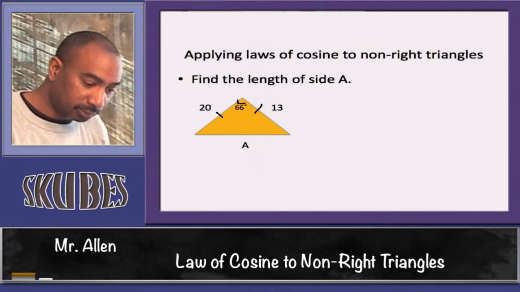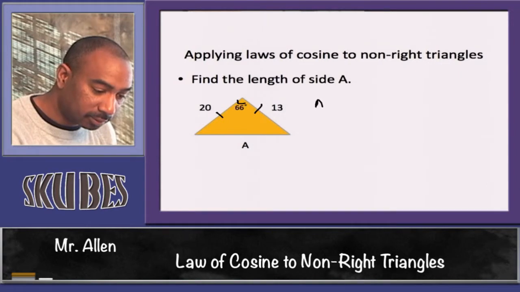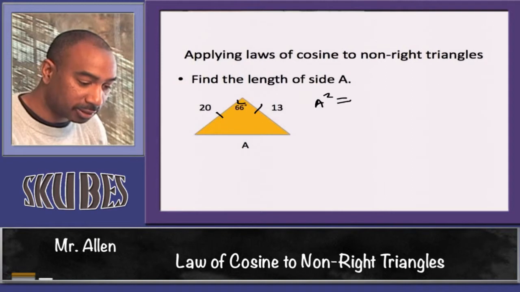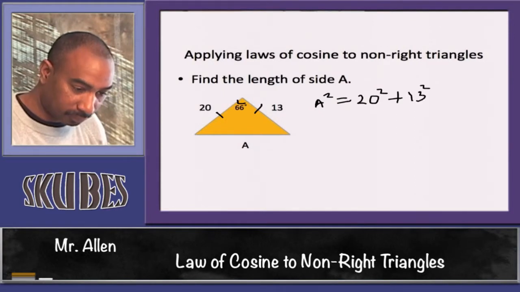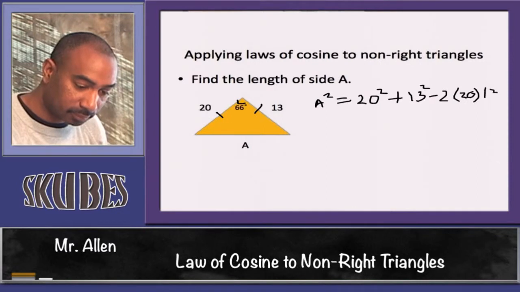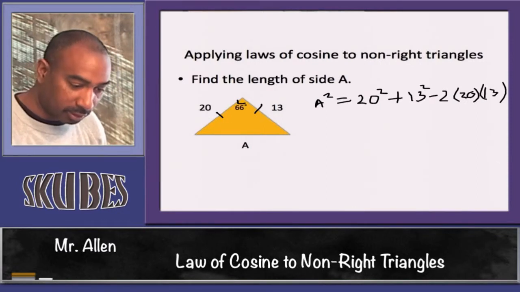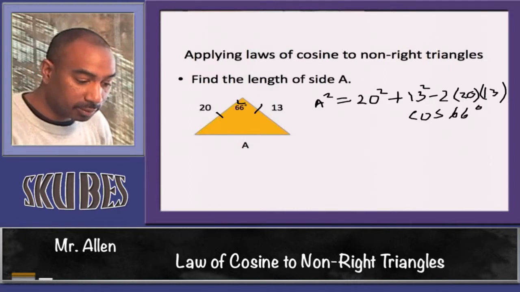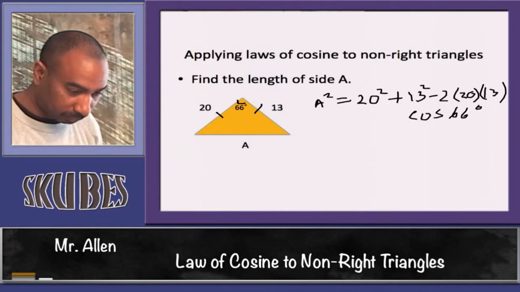All right, so I could say A squared is equal to, and then you put the two sides there, 20 squared plus 13 squared minus 2 times the two sides and cosine of the angle that's in between the two sides, and that's 66 degrees. And the rest is just simplification.